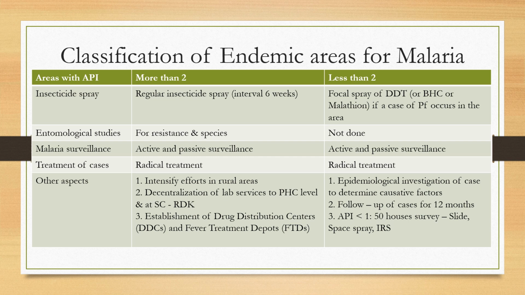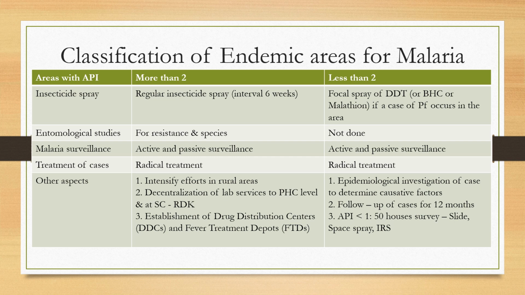So if API is more than 2, then all the houses in that subcenter area will receive regular insecticidal spray or indoor residual sprays at 6 weeks intervals during the transmission season of malaria. So this means we have a minimum of 2 to 3 rounds of indoor residual sprays during the transmission season, which is during monsoon season.